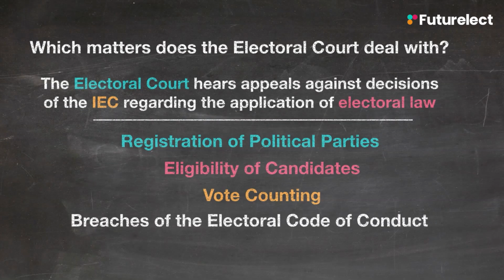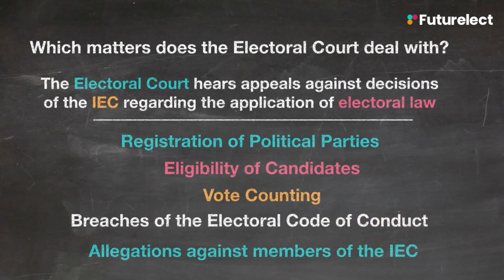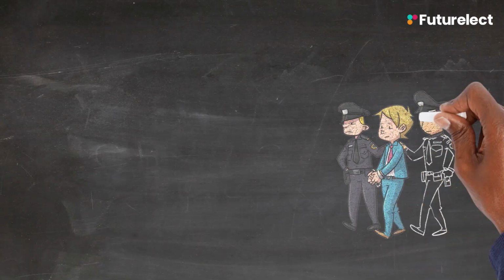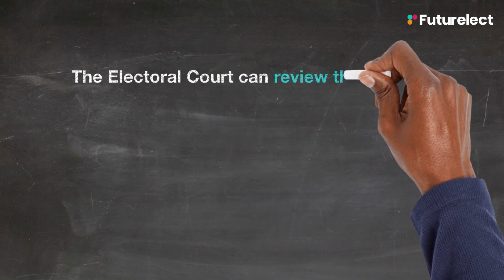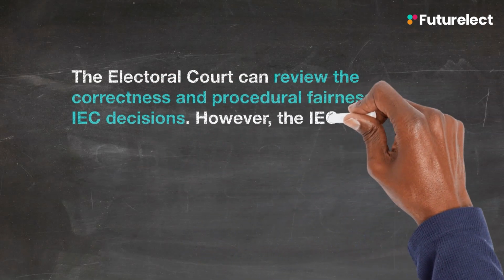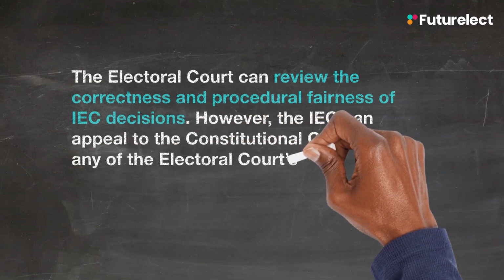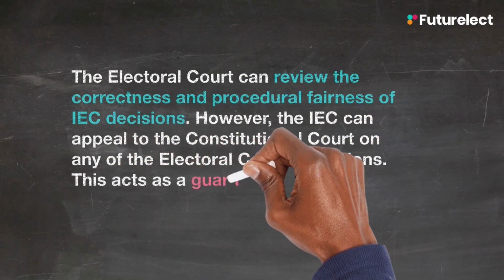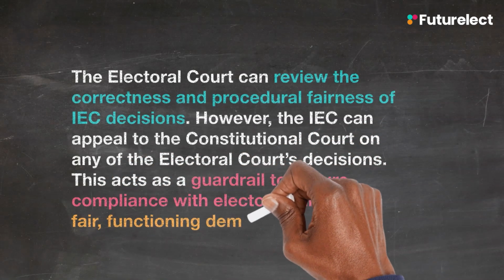The Electoral Court also investigates allegations against members of the IEC and makes rules governing how other courts can hear disputes about the conduct of parties or candidates. However, it cannot act as a criminal court. Essentially, the Electoral Court can review the correctness and procedural fairness of IEC decisions. However, the IEC can appeal to the Constitutional Court on any of the Electoral Court's decisions. This acts as a guardrail to ensure compliance with electoral rules and a fair, functioning democracy.